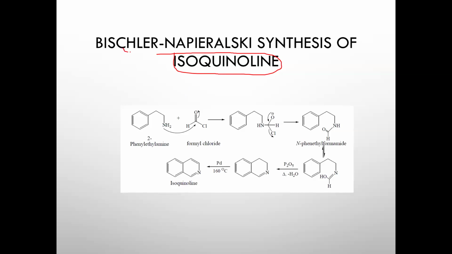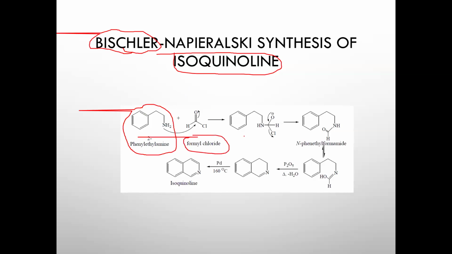Okay, so the Bischler-Napieralski reaction is very similar to the Pictet synthesis. In the Bischler-Napieralski synthesis of isoquinoline, the starting material is phenylethylamine. That phenylethylamine will react with formyl chloride in presence of P2O5 and palladium. So this one is the first step, this one is the second, and this one is the third. Then it will give you the final product, isoquinoline.